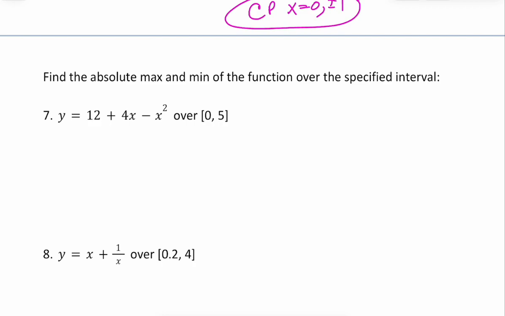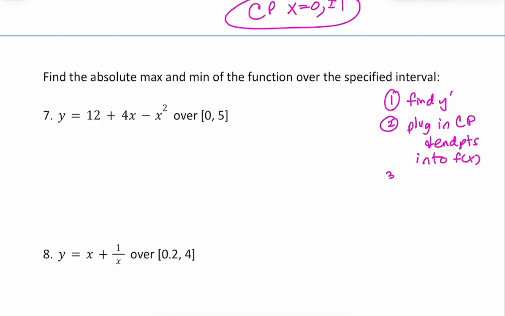Okay, so let's do 7 and 8. The steps you're always going to take for this: you're always going to find the first derivative. You're going to plug in the critical numbers. That's why critical points came first. You're going to plug in critical points and the endpoints into the function. And then you're going to label maxes and mins. So that's the 3 steps that I would take every time I do these problems.